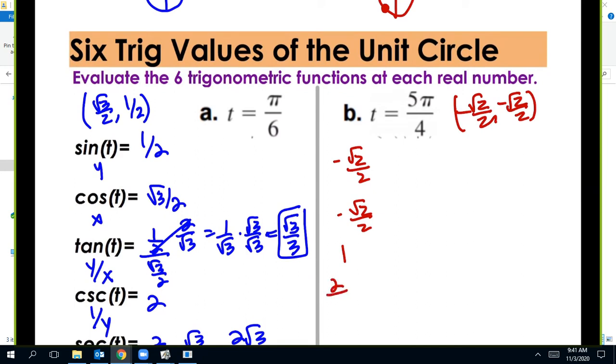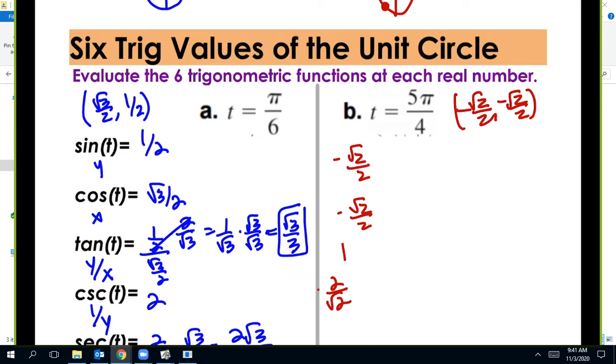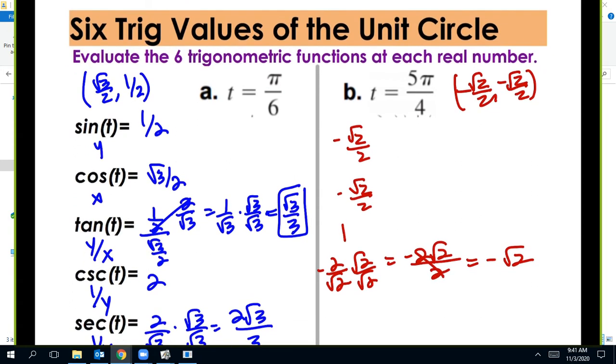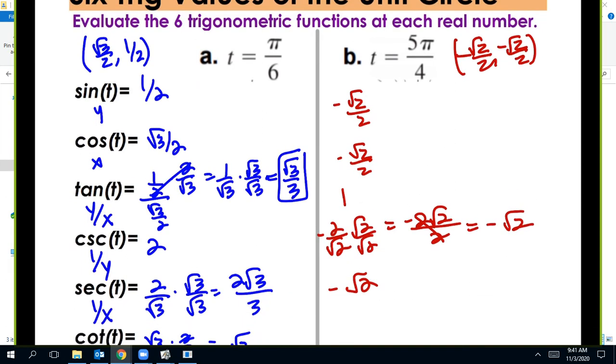Cosecant will flip and rationalize. And then we really just get negative square root 2. So you can always just remember that. For cosecant, same thing with secant, it will be the same answer because the x and the y coordinates are the same. And cotan will be the same because the x over y is the same thing over itself, 1.